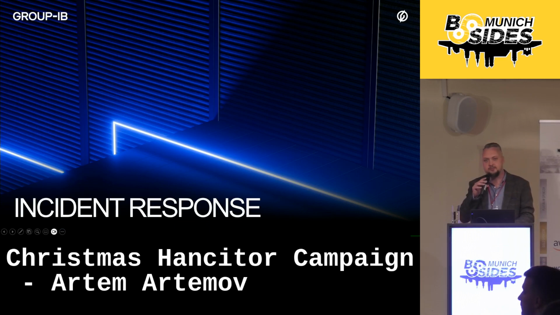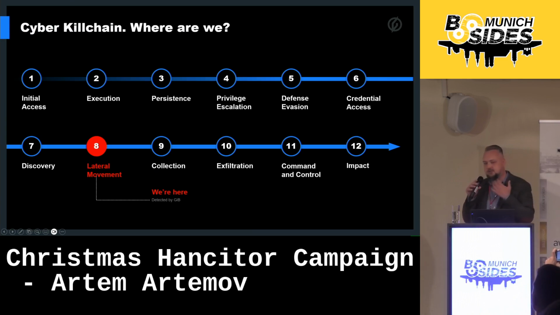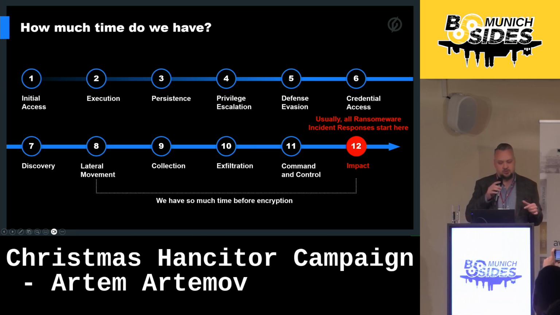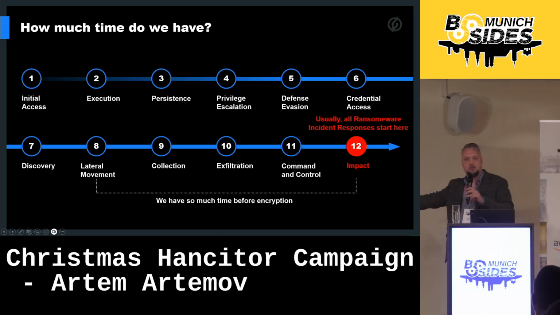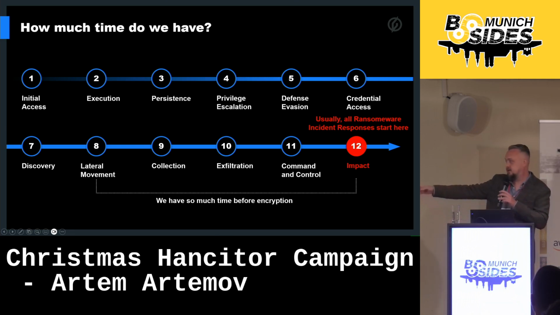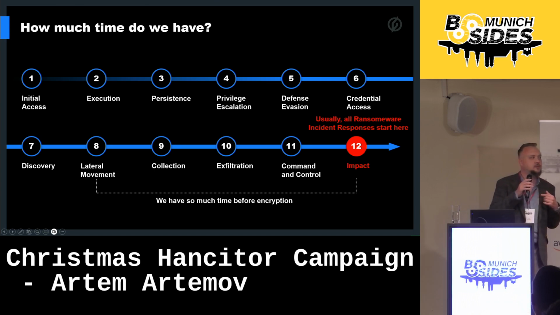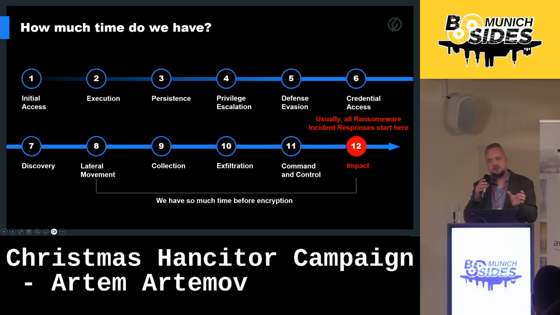So for me, as an incident response guy, it's good luck to already have the information on what tools were used by the attackers. I already know that there was the backdoor SystemBC. I already know the functionality of the sample, and I already know at least one host that is infected. And here's the kill chain, and we are at the stage of lateral movement. For ransomware cases, usually we start the incident here, when the impact was already made. So we have at least a few hours before encryption. And that is why I call it a Christmas miracle, because it was on the 24th of December.